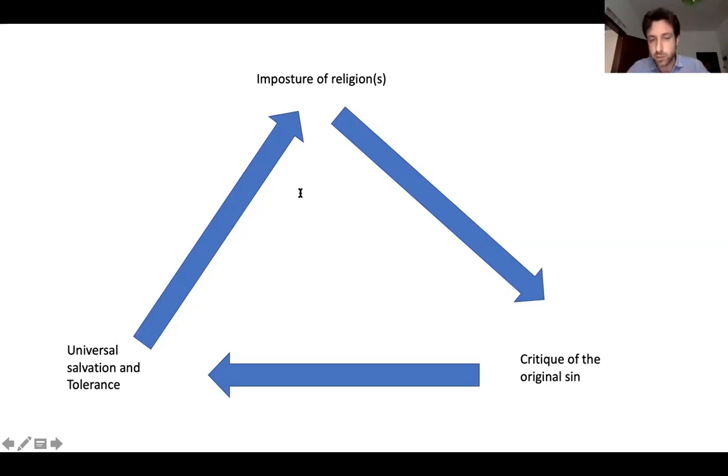So here we have a sort of triangle. One angle is the critique of the biblical version of the original sin, which leads to, please Umberto, correct me if I'm mistaken, the other angle, the claim for tolerance, which in turn leads to the sort of apex, I don't know what's the proper way to call it, of the triangle. So the denunciation of the deceptive nature of revealed religions in the plural.